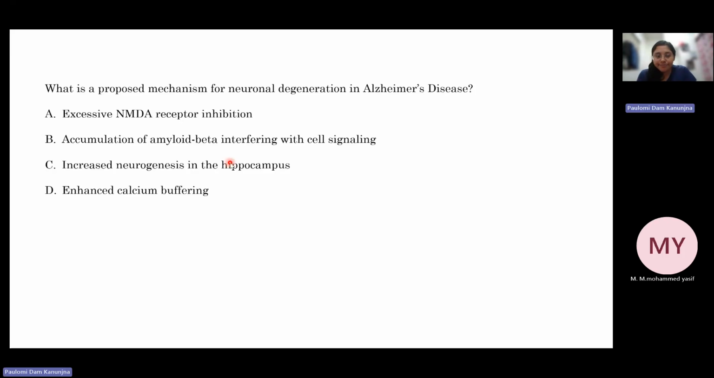Any idea? In case your chat box is still not functioning, you can unmute and tell me the answer. If you want to attempt the answer, if you want to wait and see, it's also fine.